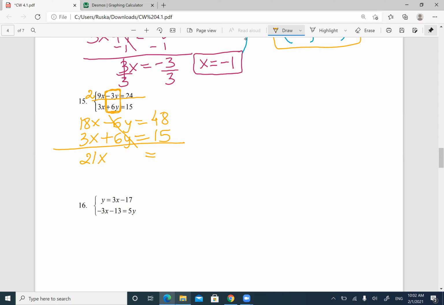Yeah, 63, and then you're going to divide by 21. Okay, so that's how you do it. So this cancels, so you're going to get x equals 3. Okay, now after you get x equals 3, you can plug it into one of the equations, doesn't matter which one you want to plug it into.